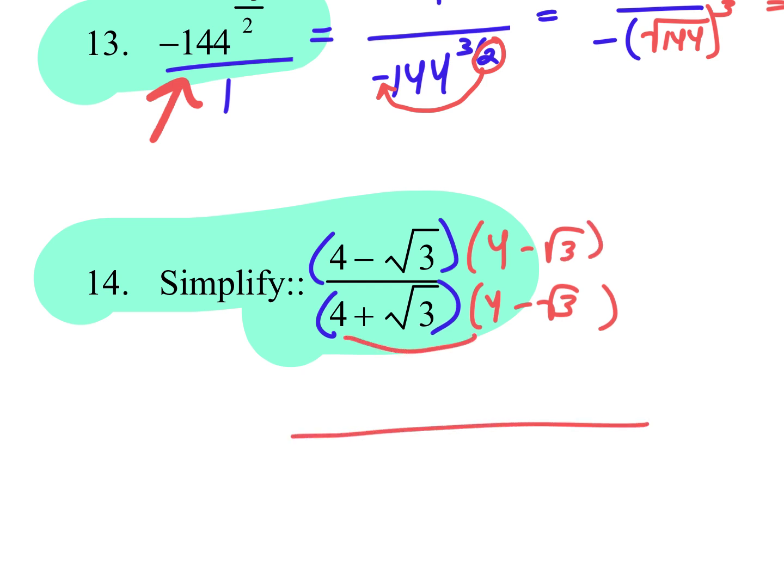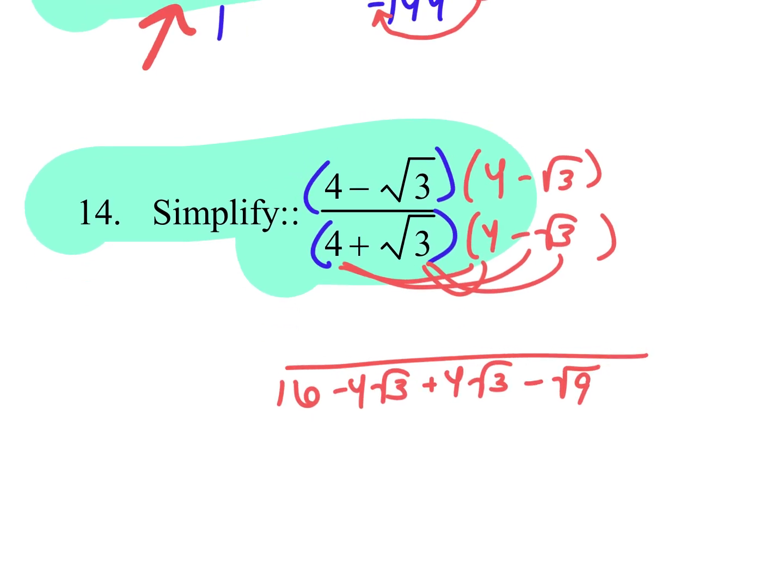What is 4 times 4? 16. What is 4 times negative root 3? Minus 4 root 3. Good. What's root 3 times 4? Plus 4 root 3. And what's the square root of 3 times negative square root of 3? Minus the square root of 9. All right, what happens with my positive and negative 4 root 3's? They cancel. Great. What is the square root of 9? 3. So what do I end up with on the bottom? 13, which is exactly what we needed to happen. We wanted that radical to cancel.